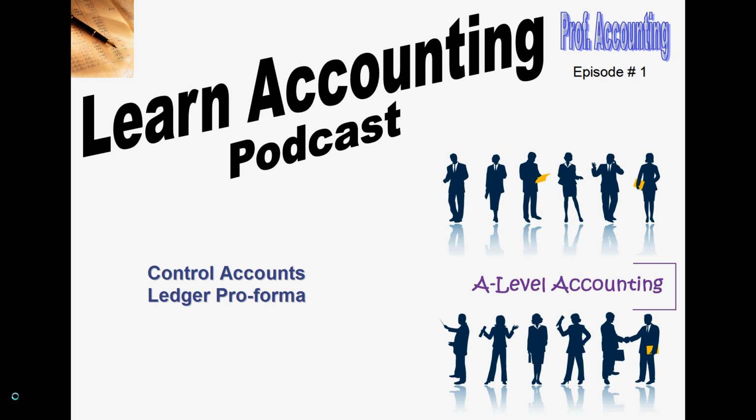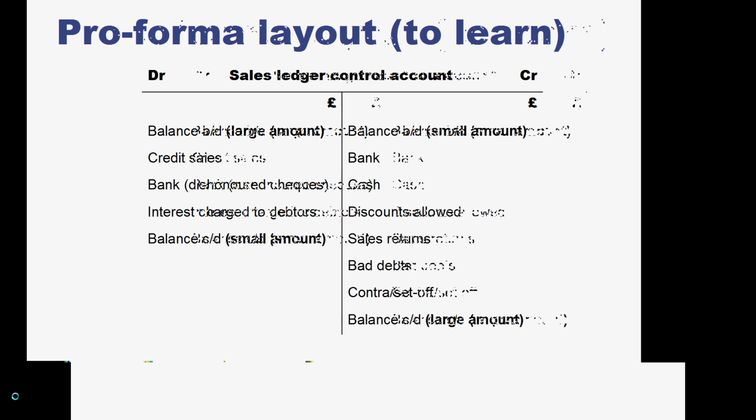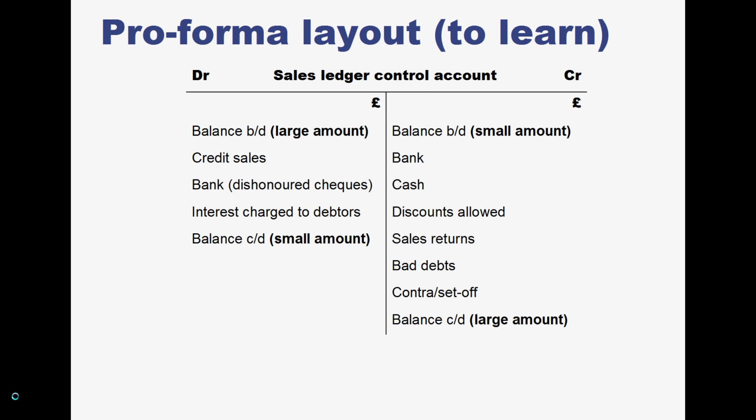This is episode 1, Control Accounts Ledger Pro-Forma. This is a pro-forma ledger for the sales ledger control account, and we're looking at it in terms of finding easy ways of remembering what goes on what side, and what they mean in terms of being on each side. So we've got the debit side first.